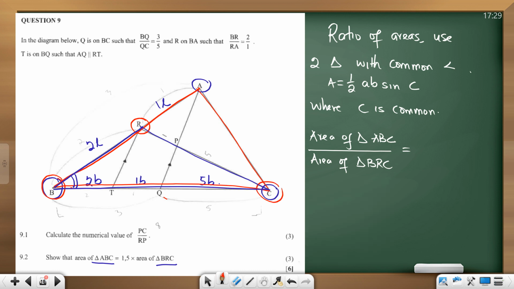Let's look at the red line together, guys. The red triangle. I'm using that angle. Which sides are beside this angle? AB and BC. Does that make sense to you? Side, and the angle in between. Okay, so what would my formula be here? Half AB, BC, sine B. The common angle. It's the two sides. Whenever we do area rule, it is that side, and the angle in between.